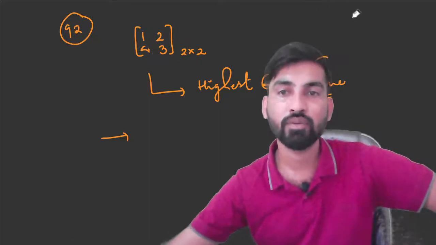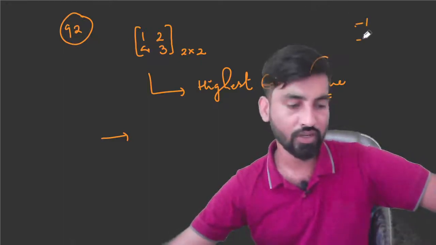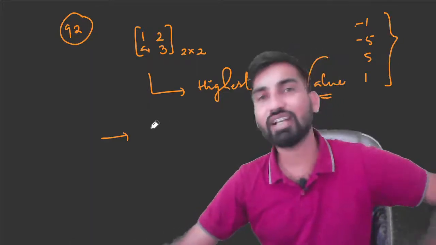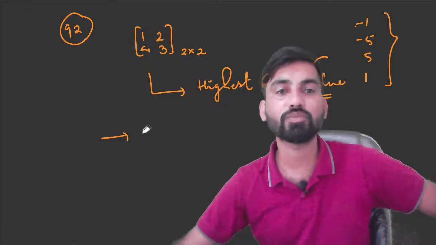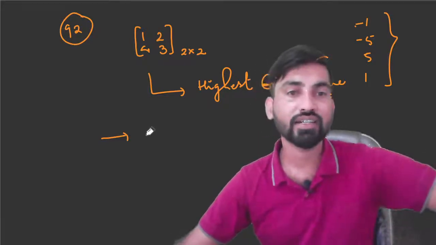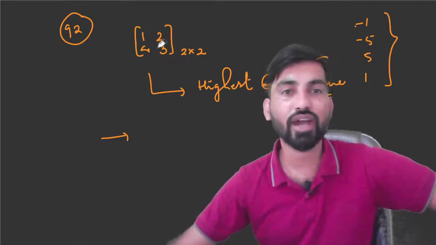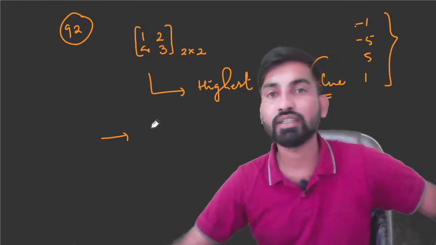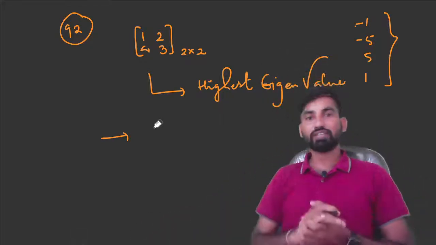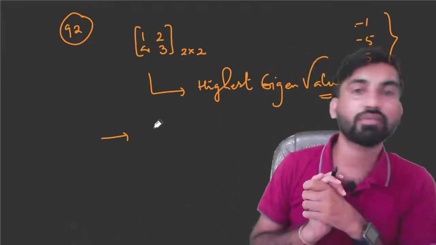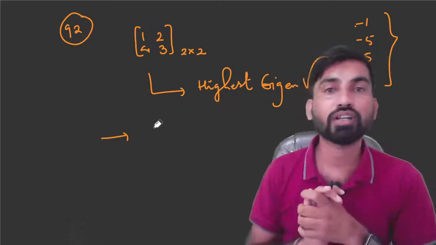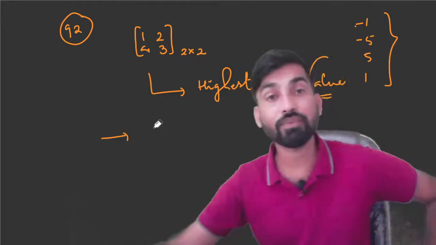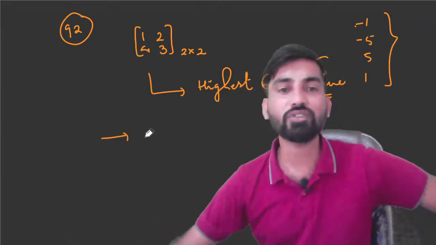You can choose, because in the options it was -1, -5 and 5 and 1, right? These are the options. But this question can also be solved by properties, like the sum of the eigenvalues is the trace. If you add the diagonal elements, the trace is going to be 4, right? So the sum of the eigenvalues is the trace of the matrix, and the product of the eigenvalues is the determinant of the matrix, right? So very easily you can solve this question.